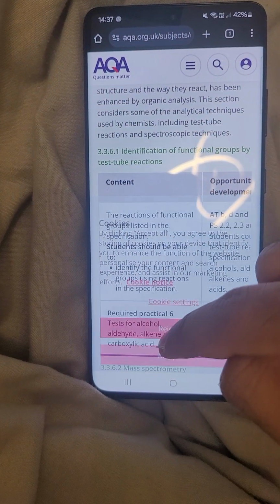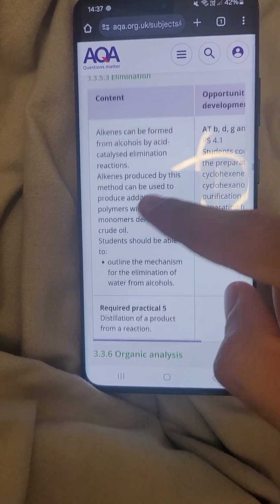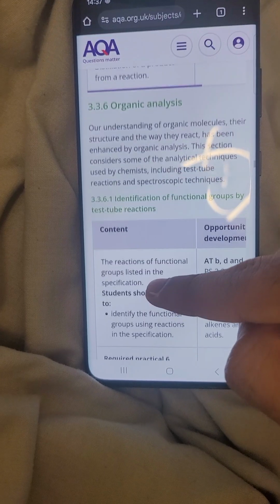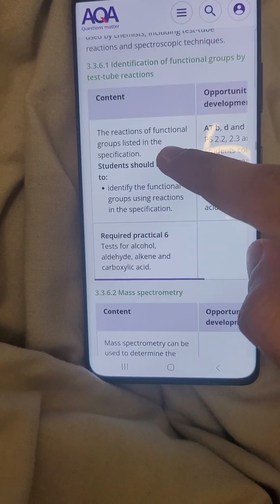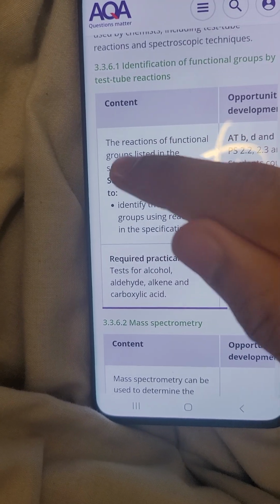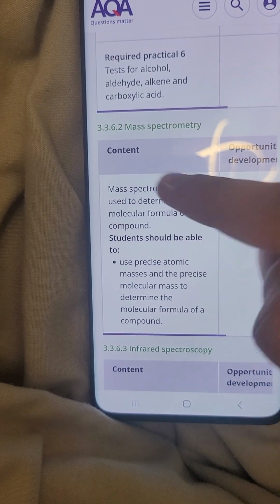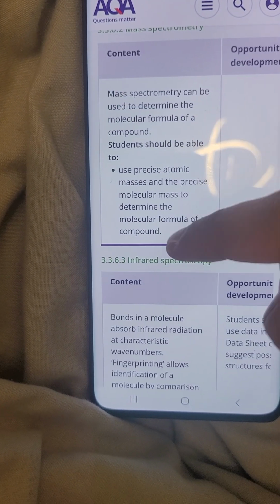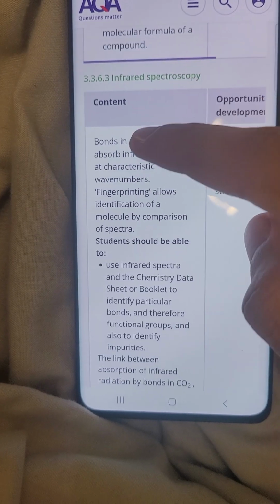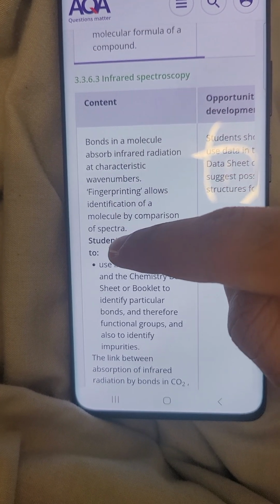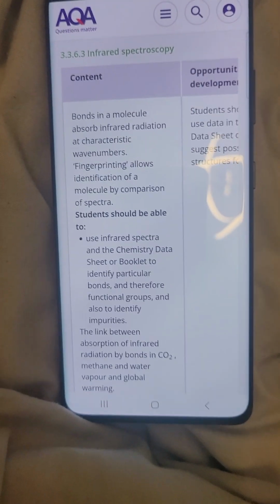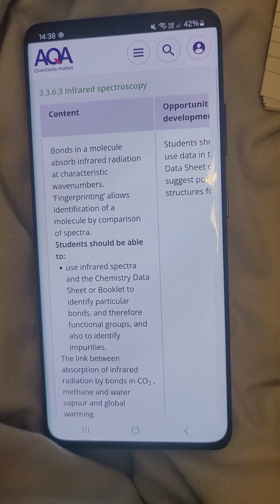Organic analysis is acceptable. So I think that's it for organic analysis, because that's elimination. Yeah, we know what elimination is. Then the functional groups, and then mass spectrometry to give the molecular formula of a compound, and bonds in a molecule absorbing infrared radiation. Yep. Okay, so infrared spectroscopy.